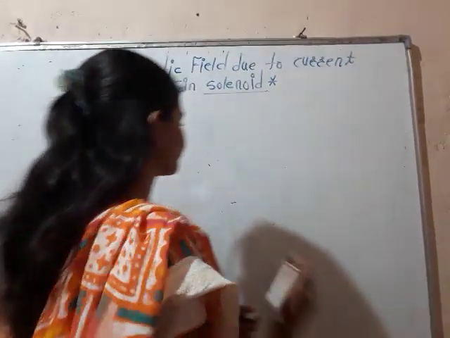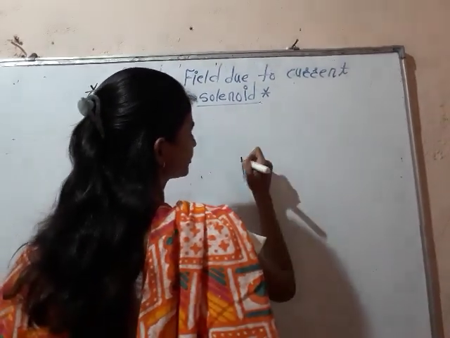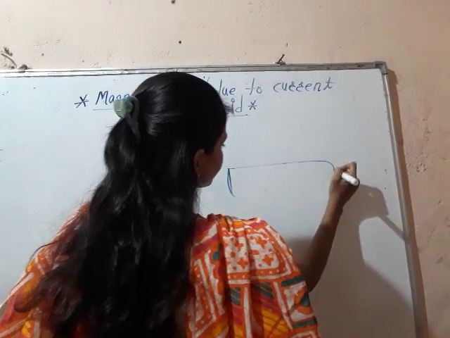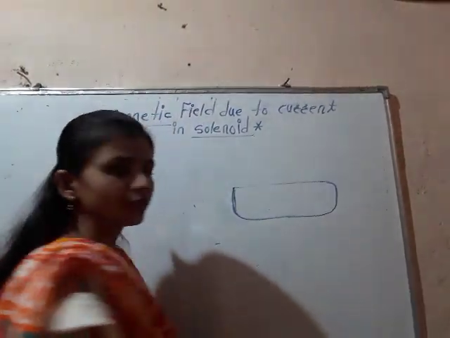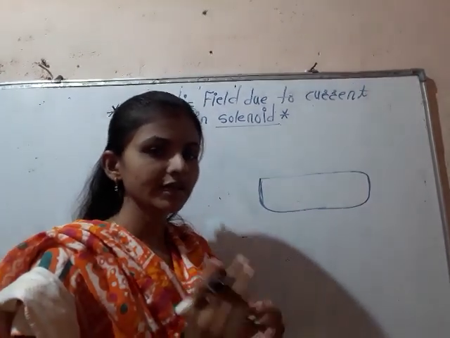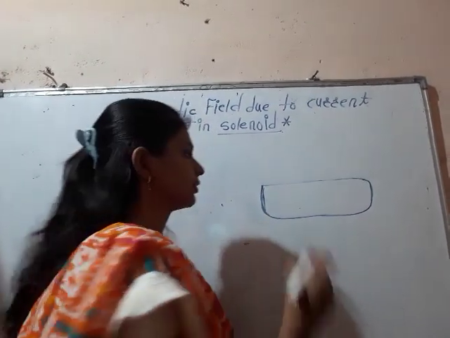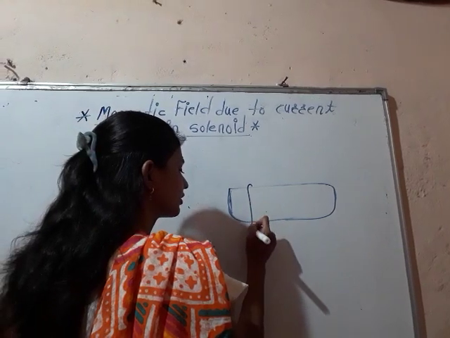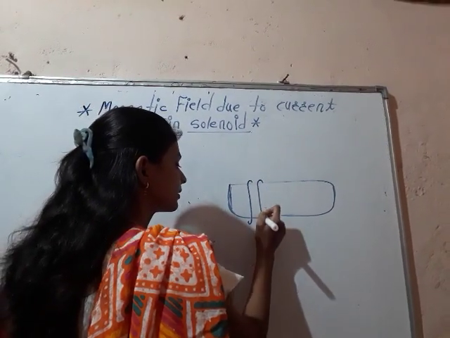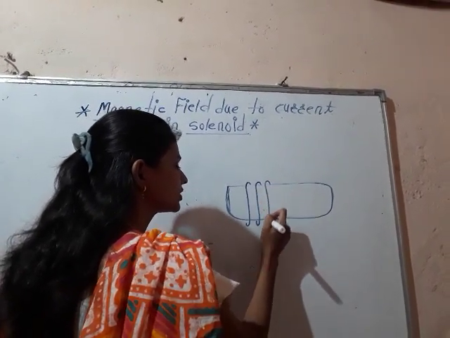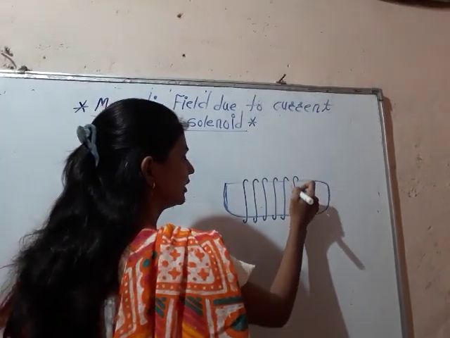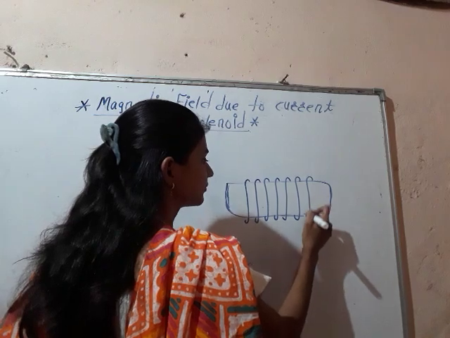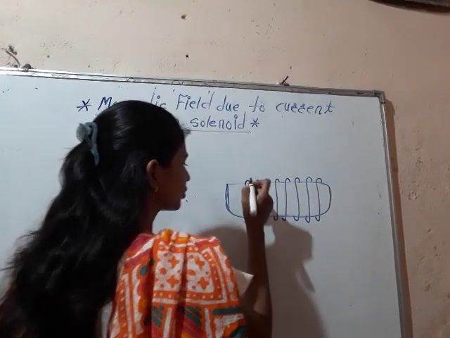Let us see here. Suppose here is a cylindrical body, and we have to wind the insulated copper coil around it. All the coils are close to each other. There is no large difference between each and every coil. Okay, here you can see the number of turns.